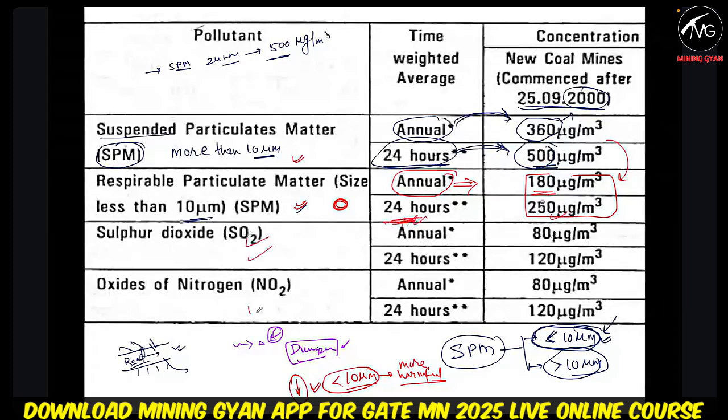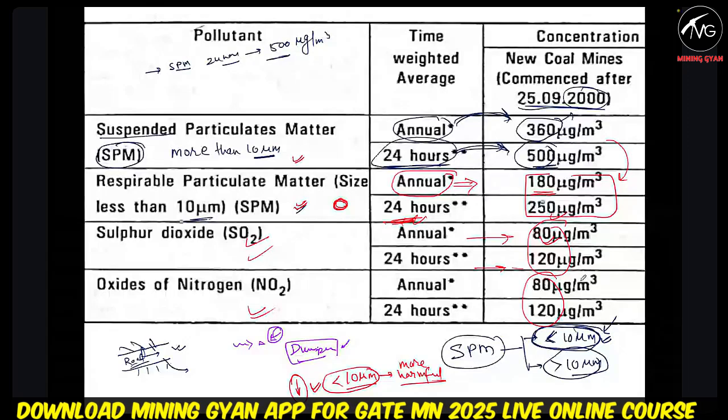SO2, NO2, their limits are the same. For the annual limit 80 micro and 24-hour 120 micro. ठीक है, so I know this data is difficult to remember, है ना, आदमी you forget.